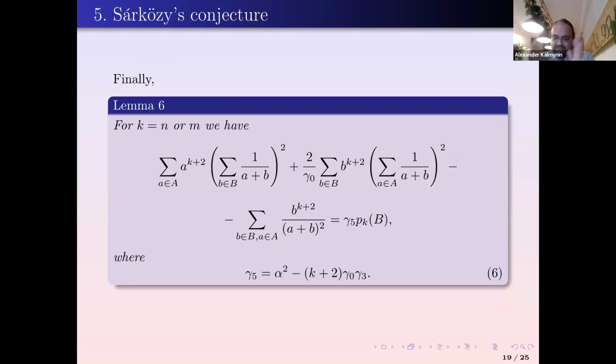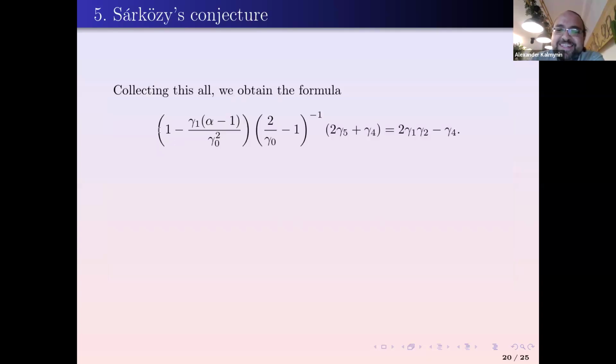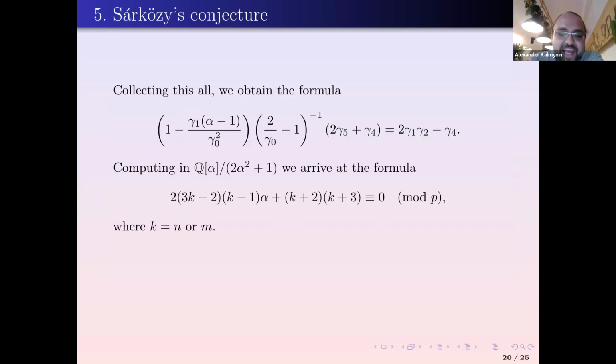So now you keep track of all the stuff you get, and essentially you have four different objects and, sorry, probably six relations. And so you get a relation between gamma i. The relation takes this form: one rational function of gamma i is equal to another rational function of gamma i. And then you remember that actually alpha squared is equal to (p minus 1) over 2.